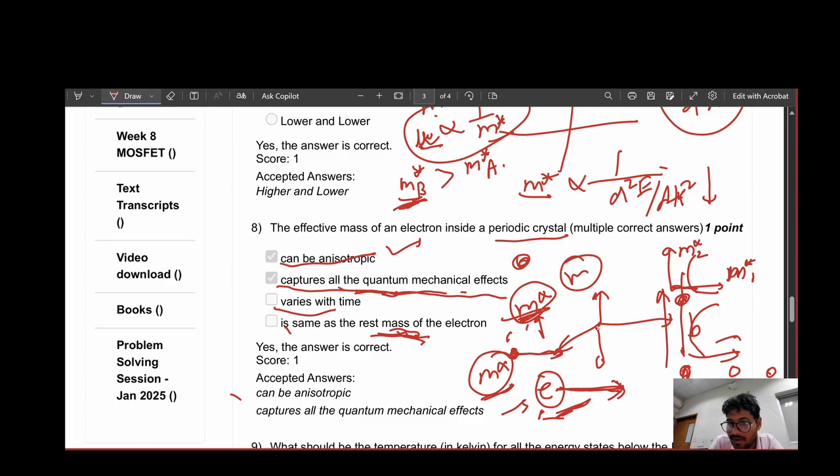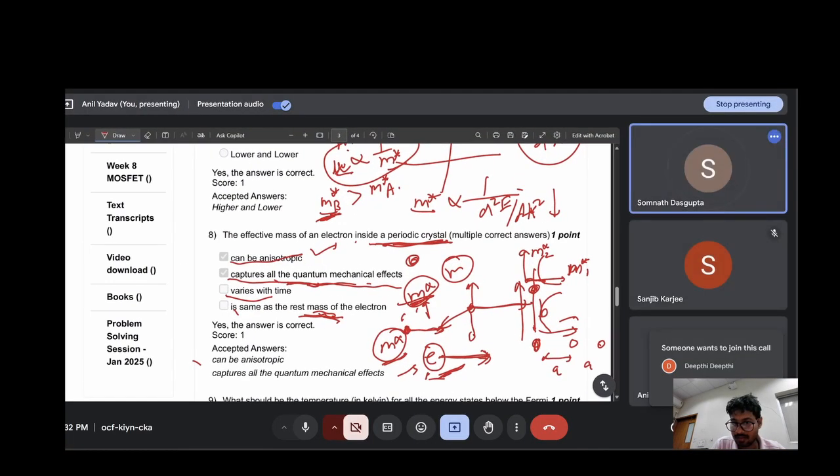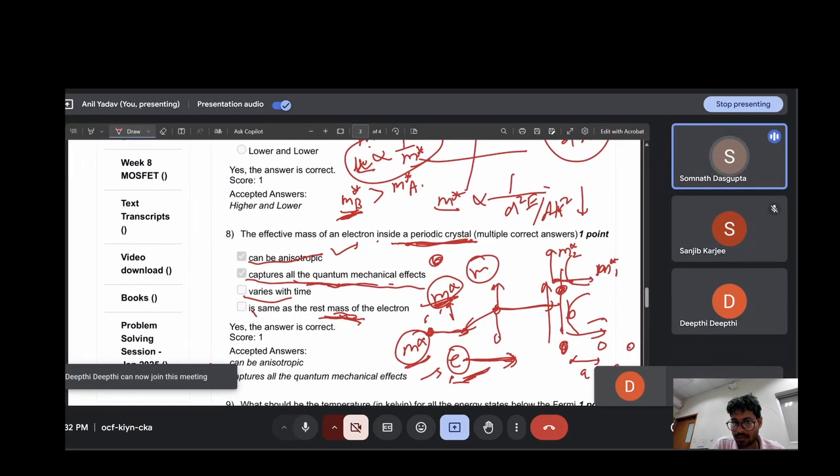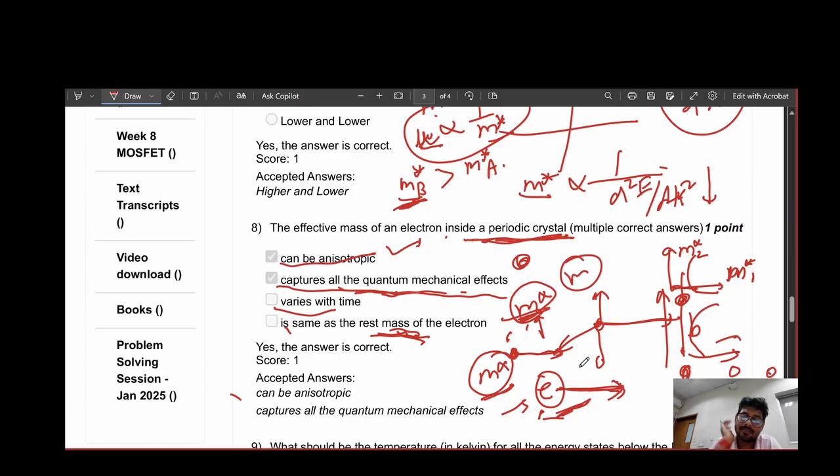We are talking about the periodic crystal. What was your question actually? Actually, my question is that when an electron moves through a periodic crystal, it has a number of effects.